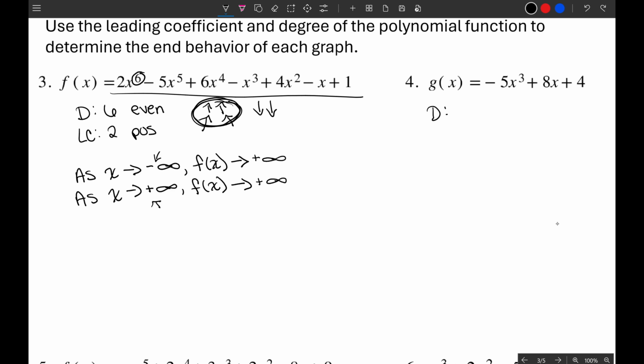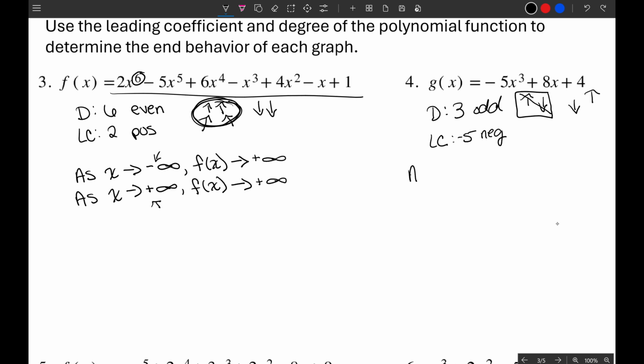My degree is 3, which is an odd number. So I know that I'm either going to be up and then down or down and then up. They're going to be odd, not even. My leading coefficient is -5. Since I have a negative, I'm going to end on a negative note. So it's going to be this one, which makes a negative slope here.